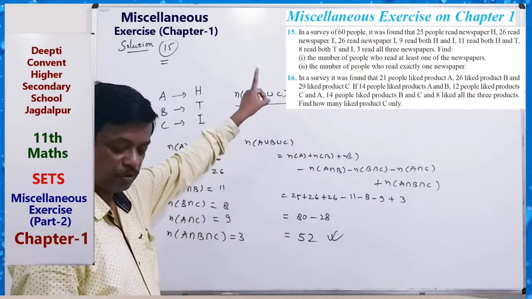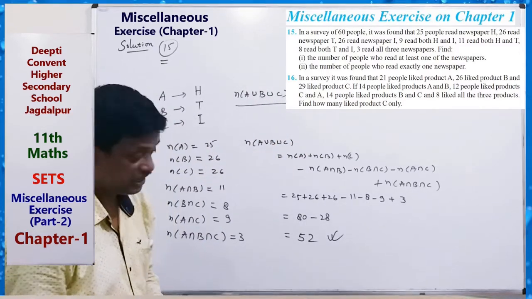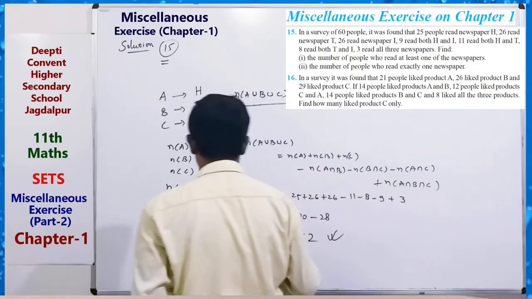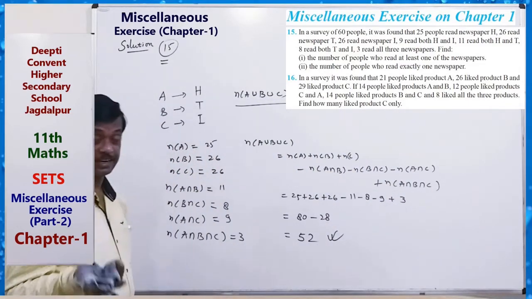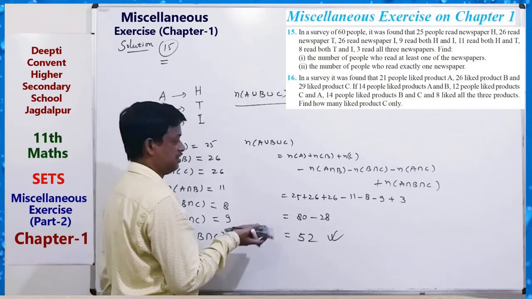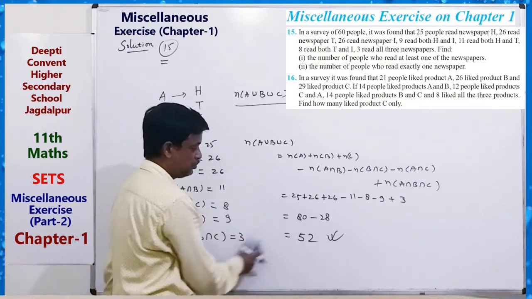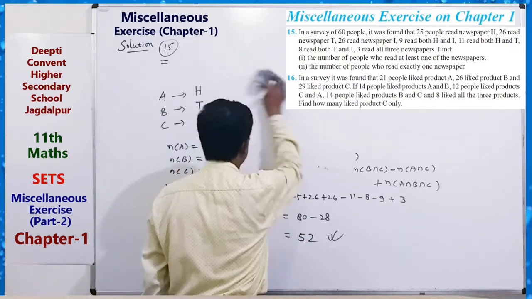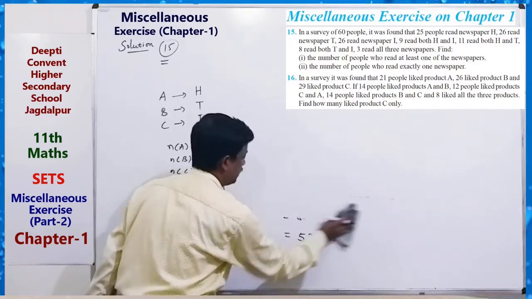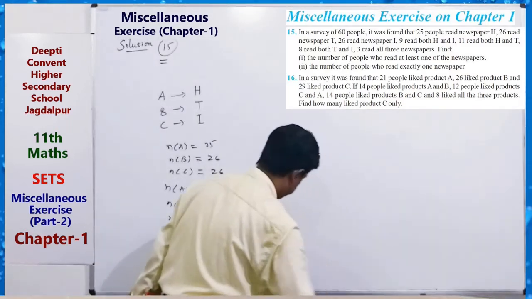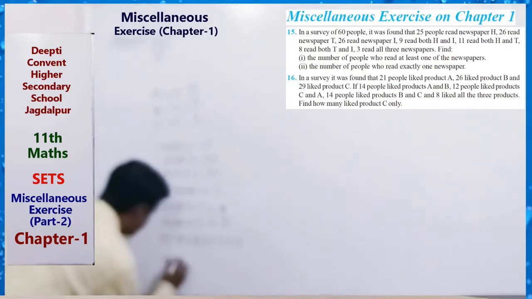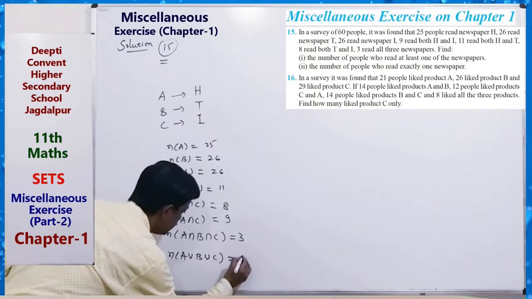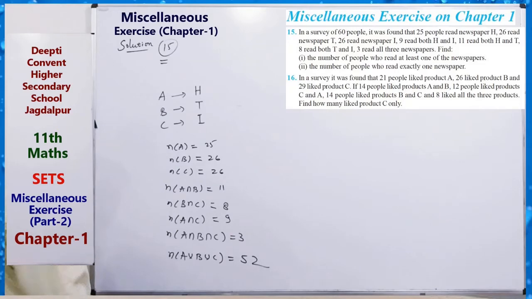Second part, number of people who read exactly one newspaper. How can we find exactly one newspaper? This is the number of people who read at least one of the newspapers. We get n(A union B union C) equals 52. We get this result.